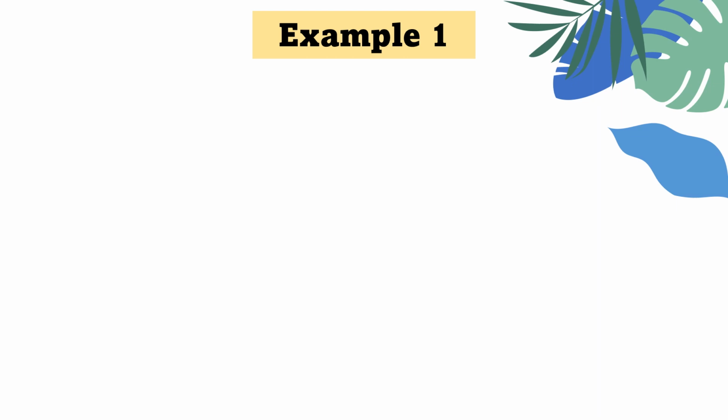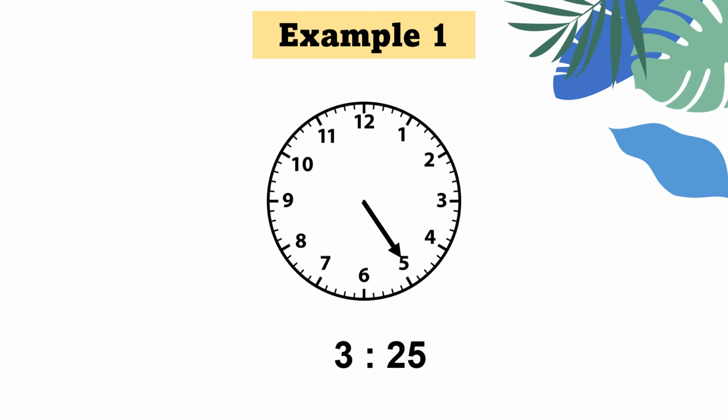Now we're going to do example 1, how to draw the hour hand. We need to draw 3:25. The minute hand is already drawn for you, the long hand. So we're going to focus on the hour hand. We need to draw 3 o'clock. To count, we start from 1, 2, 3. So the short hand will be pointing at 3 o'clock.